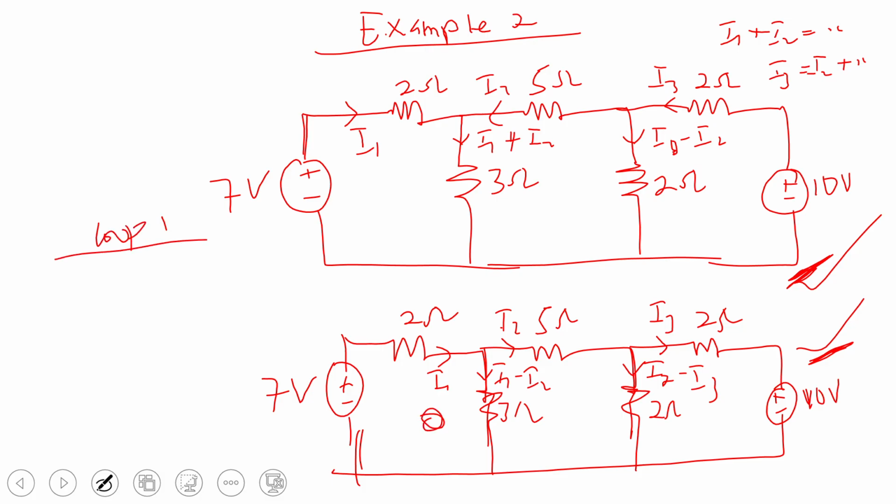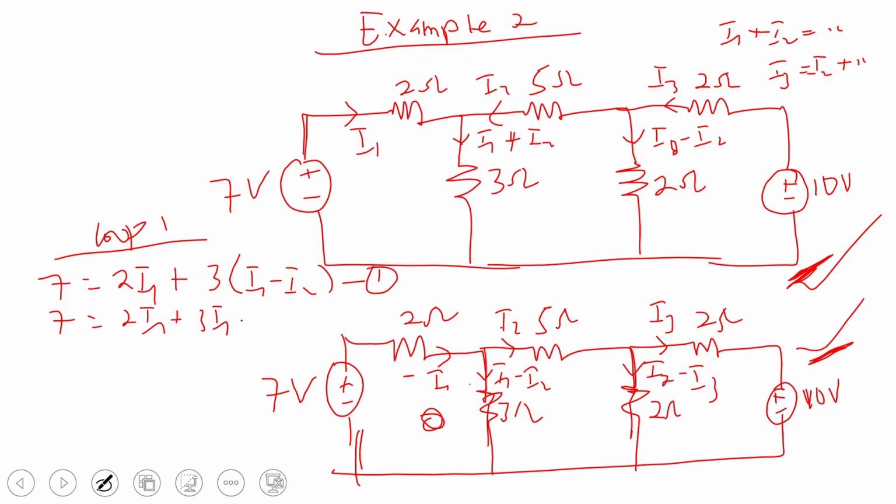So let me first start with my first loop, loop 1. Let me take this one in the clockwise direction. You can see that here will become 7 is equal to 2I1 following the arrow, plus 3, following the arrow direction, I1 minus I2. This is equation 1. In writing this, it means you understand the concept. Make sure when you are breaking down the loop, you do the right thing. So here will be 7 is equal to 2I1 plus 3I1 minus 3I2. And you end up with loop 1 as 5I1 minus 3I2 as equation 1.